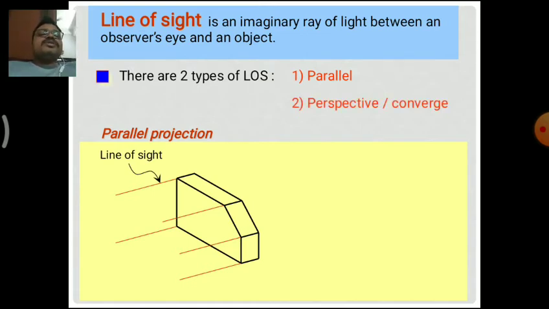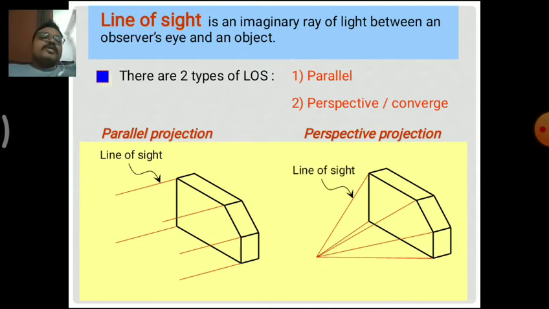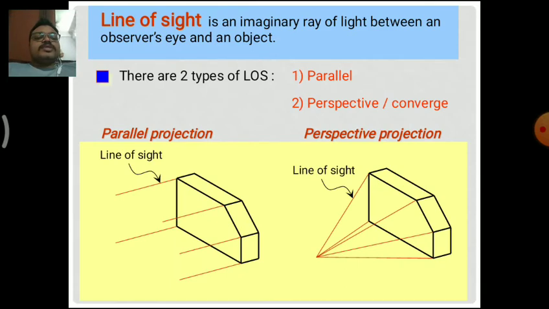But coming to the perspective projection, the projection is from only one point of view, that is one point. Coming from that point, the line of sight lines are not parallel to one another. So the line of sight converges on one point only. There you can see the difference between the parallel projection and the perspective.